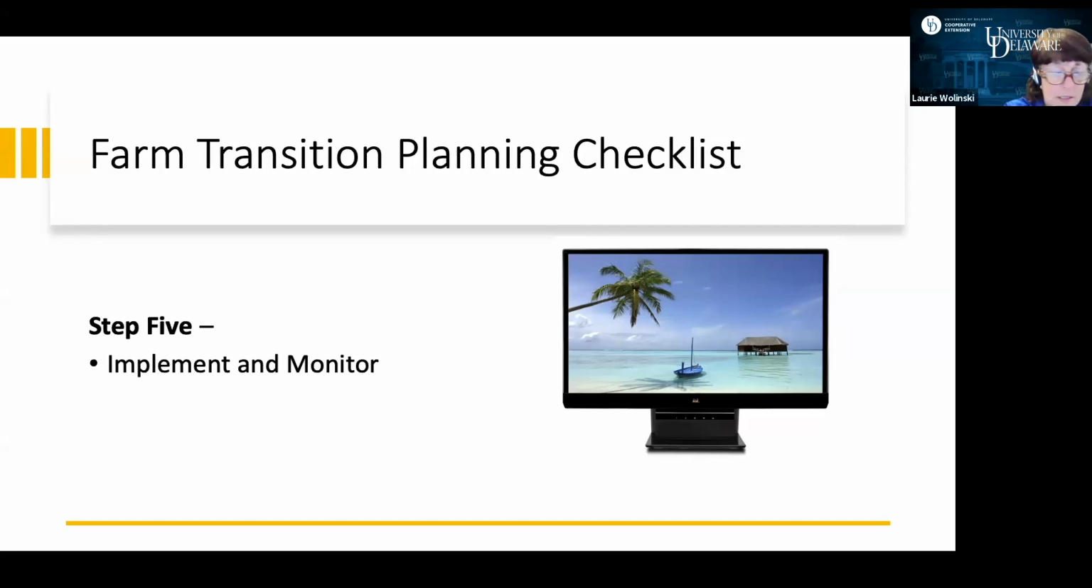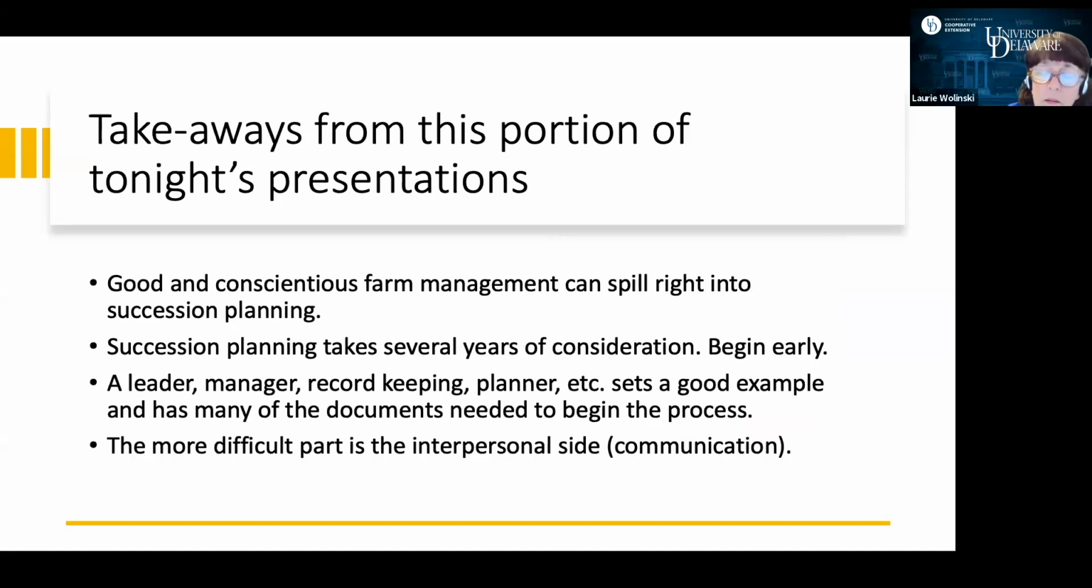Once it is done, you'll more than likely feel like a huge weight has been lifted from your shoulders. Doesn't mean that you're completely removed from the farm. It just means that you've been conscientious about your farm management throughout and setting a good example for the next generation.